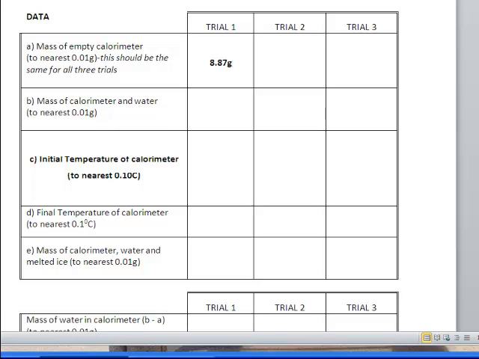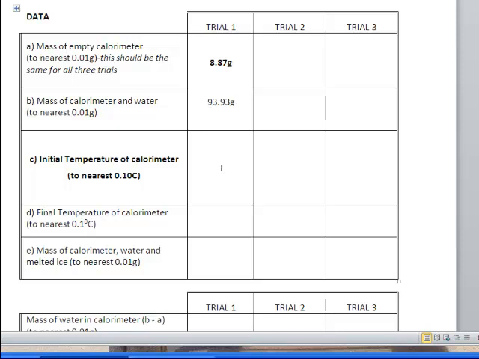Okay, then you're going to fill up your calorimeter with about 200 milliliters of warm water. We're just going to use tap water. I only used 100 milliliters of warm water. So I put that in my calorimeter, put my plastic lid on it, took it back to the scale, and I weighed that, and I discovered I had 93.03 grams of water and calorimeter. Then I went back to my bench.